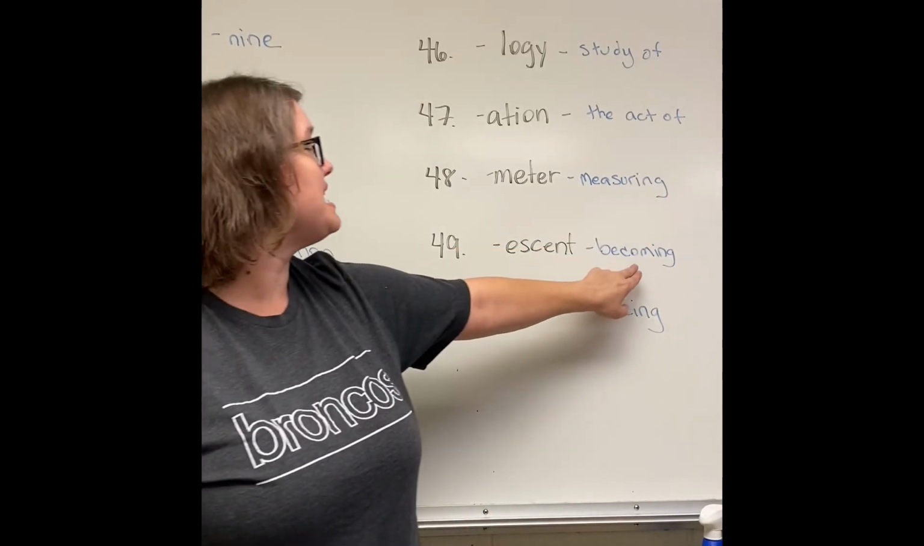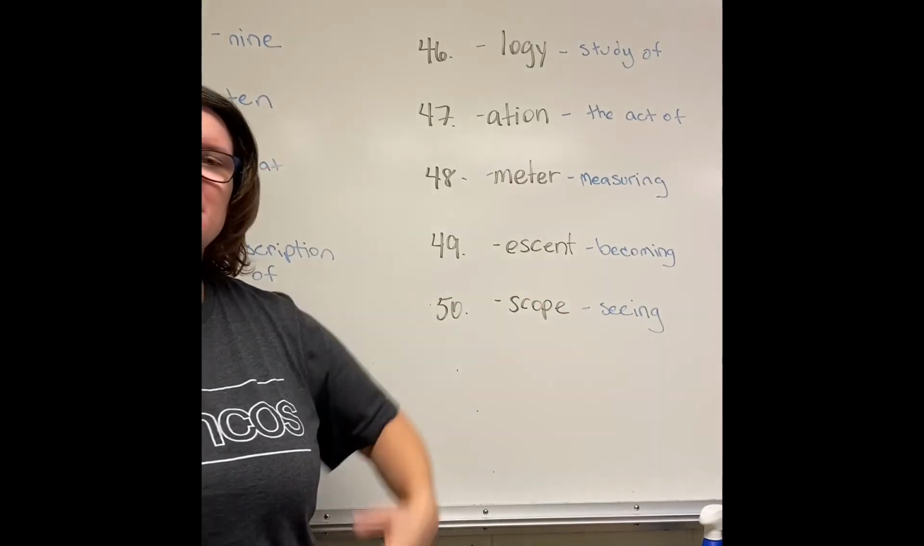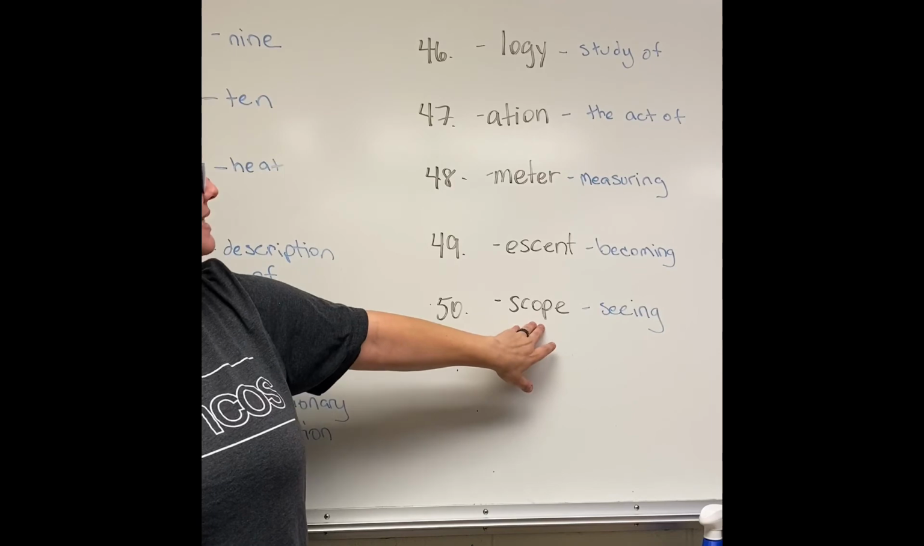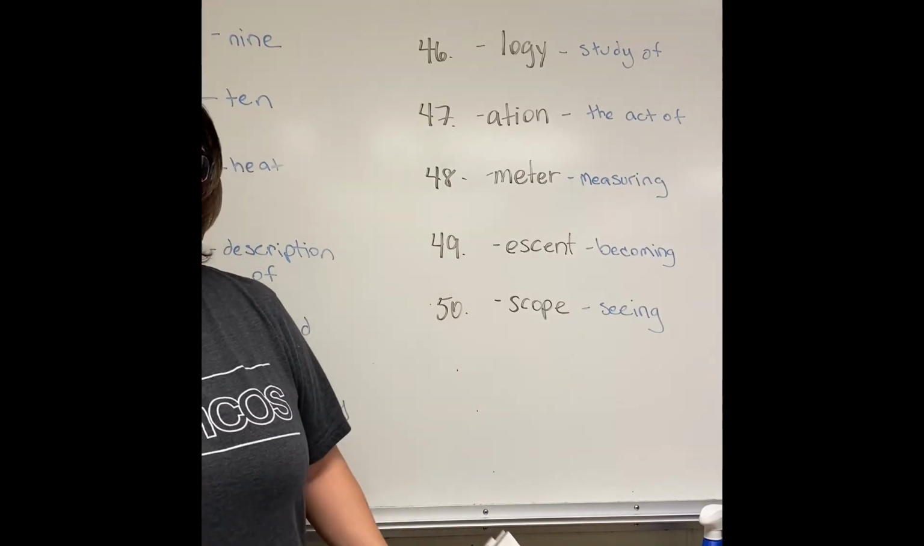Ascent means becoming, like adolescence. You are becoming an adult. Adolescence, becoming an adult. Scope means seeing, like a microscope or maybe a telescope.